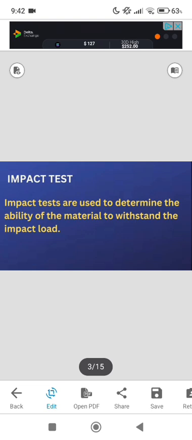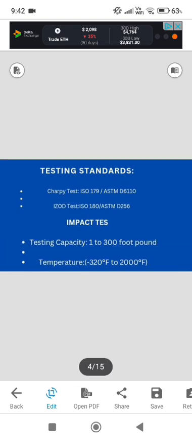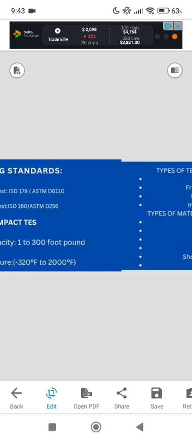Impact tests are used to determine the ability of a material to withstand an impact load. Testing standards of impact test: Charpy test, ISO 179, ASTM D6110; Izod test, ISO 180, ASTM D256. Testing capacity is 1 to 300 foot-pounds. The temperature of the impact test is minus 320 Fahrenheit to 2000 Fahrenheit.